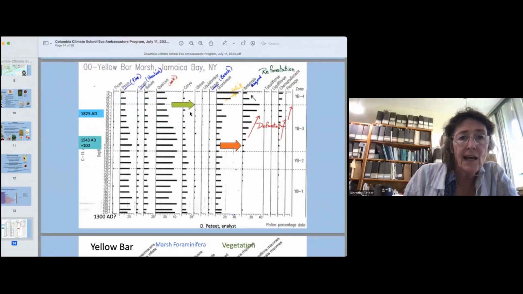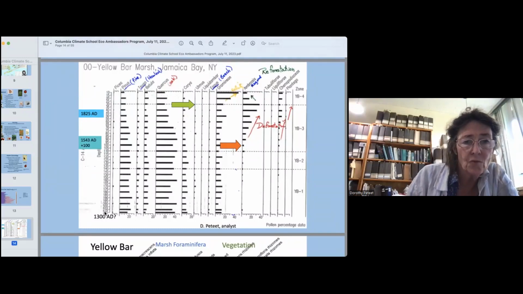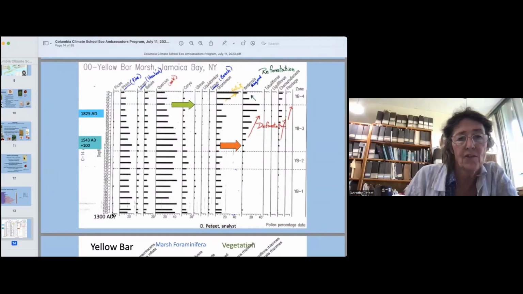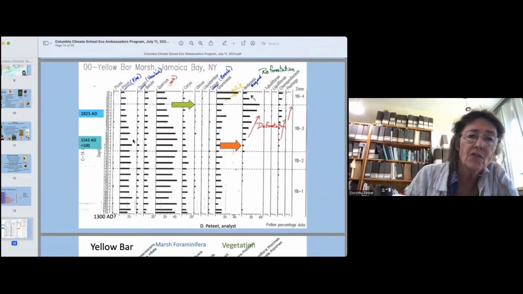This is a busy slide. This is Yellow Bar, but it gives you, again, the top is 10 centimeters, the bottom's 2.15 centimeters. So a little over 2 meters. And this gives you the percentage, in this case, pine, the first one, of pine pollen through time. So when you see it start to decline, that's Europeans cutting down the trees. You see the same thing for oak. You see hemlock just get totally wiped out.